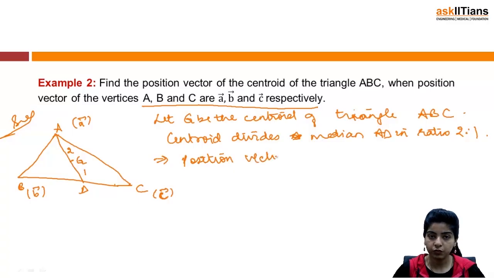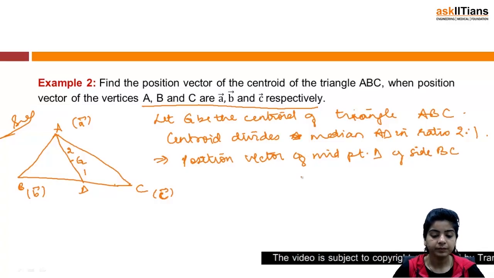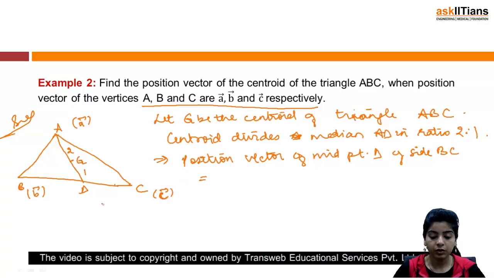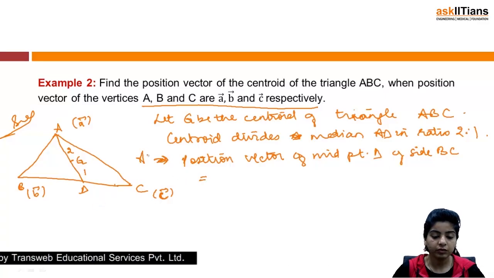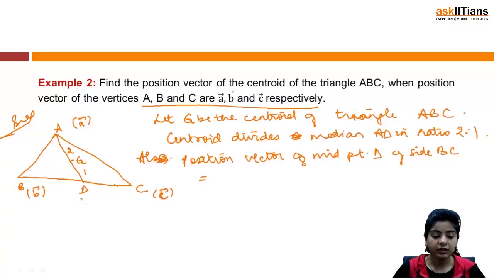Therefore, first we need the position vector of midpoint D of side BC. Now see, AD is the median, so it divides this side into equal parts, and therefore the position vector of this point would be b plus c by 2, because vertex B is vector b and vertex C is vector c. So the position vector of midpoint D of side BC is b plus c by 2, right?